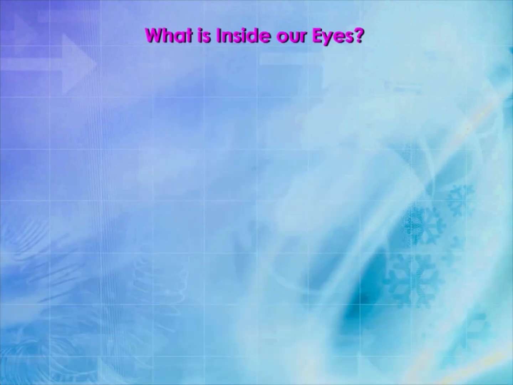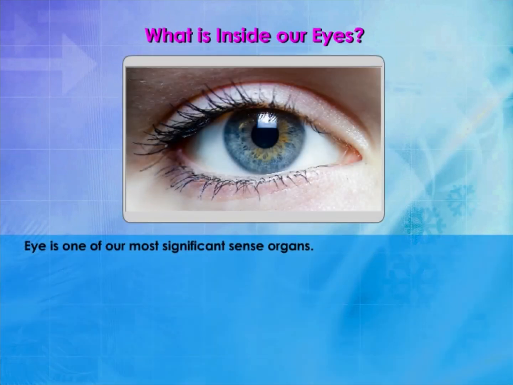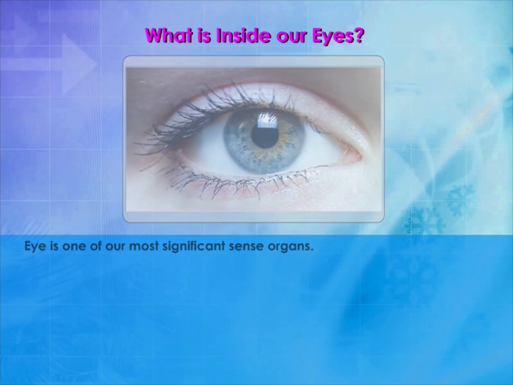What is inside our eyes? We see things only when light coming from them enters our eyes. Eye is one of our most important sense organs. It's therefore important to understand its structure and working. The eye has a roughly spherical shape. Outer coat of the eye is white. It is tough so that it can protect the interior of the eye from accidents.